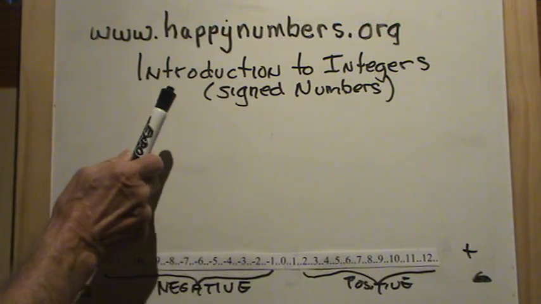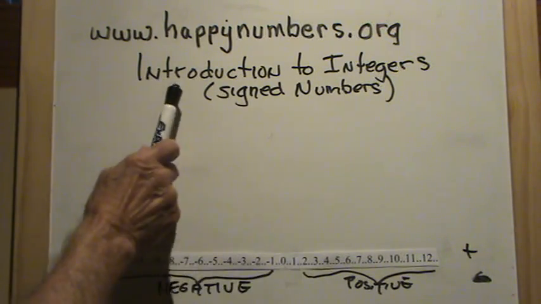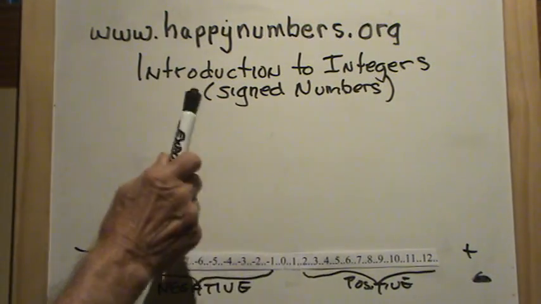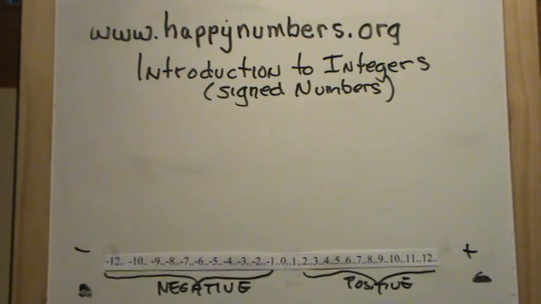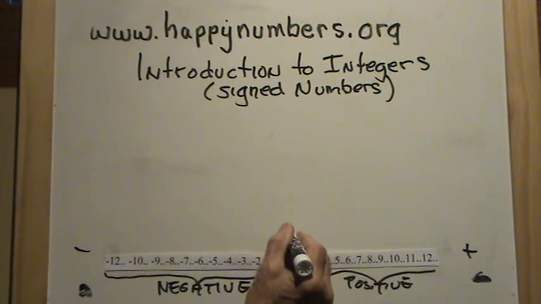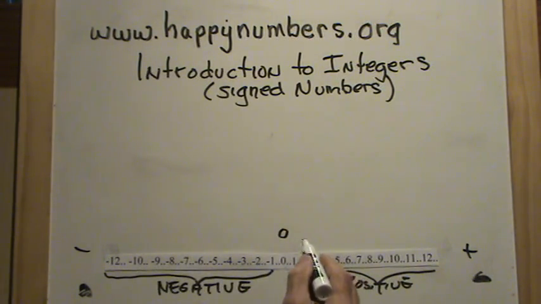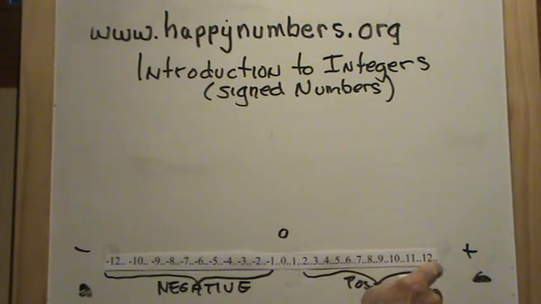Today we're going to begin our lesson on integers. So this is an introduction to integers, or sometimes integers are called signed numbers. Down here we have a number line, and I'm sure you're familiar with the number line. And here is 0. The numbers move in this direction, 1, 2, 3, 4, 5, 6, and so on, all the way to infinity. These are all of the positive counting numbers.